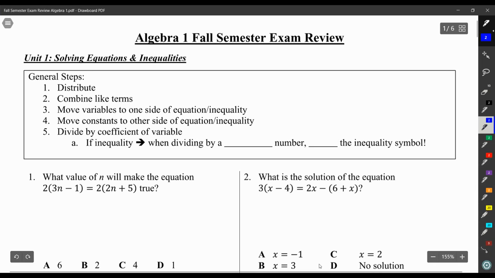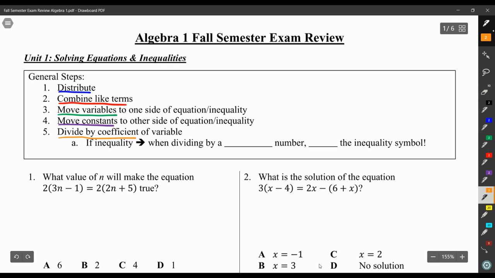So the first general step is to distribute any numbers outside the parentheses. The second step is to combine like terms if you can. Then we need to move all of our variables to one side of the equation, move all of your constants to the other side, and then divide by the coefficient to get the variable isolated.